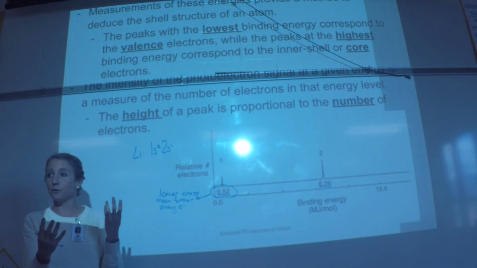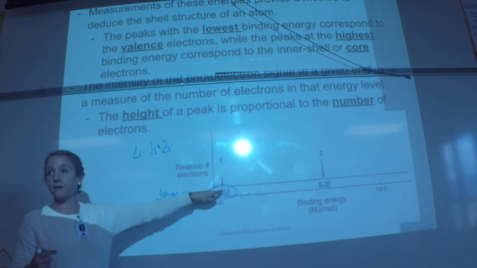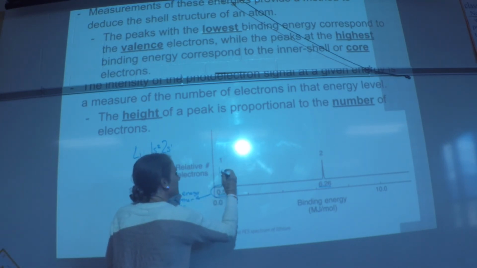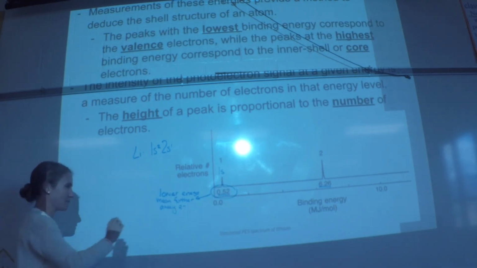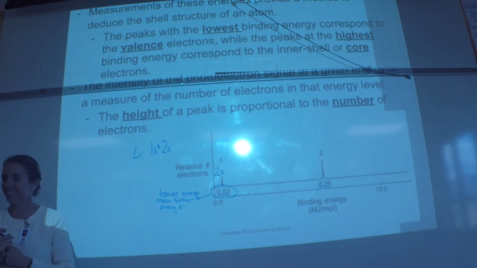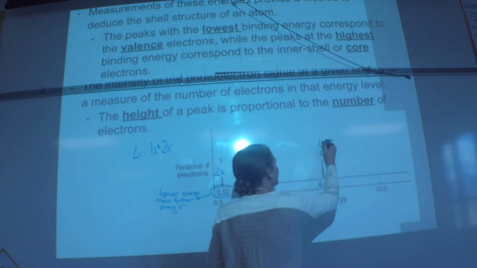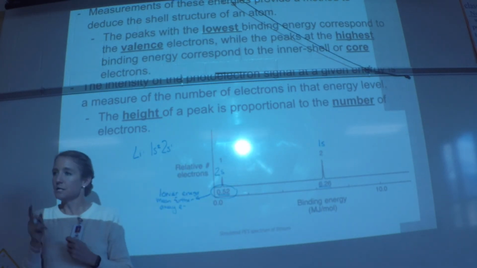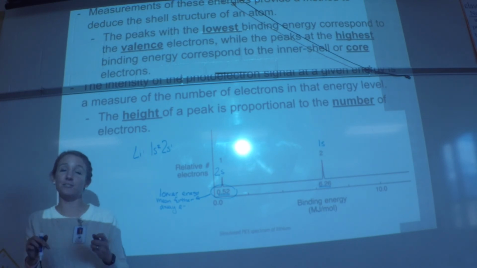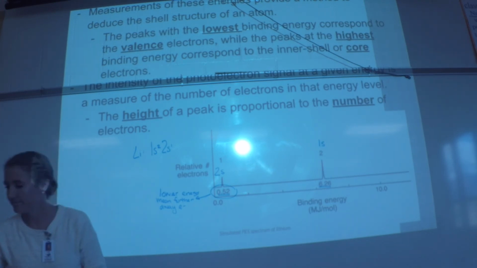So if we were to label these peaks based on our configuration, this peak would correspond to the 2s electron, because it was low in energy. And this one would correspond to the 1s. So take a look at your practice problems here. Now let's look at one where we don't know what it is and try to figure it out.